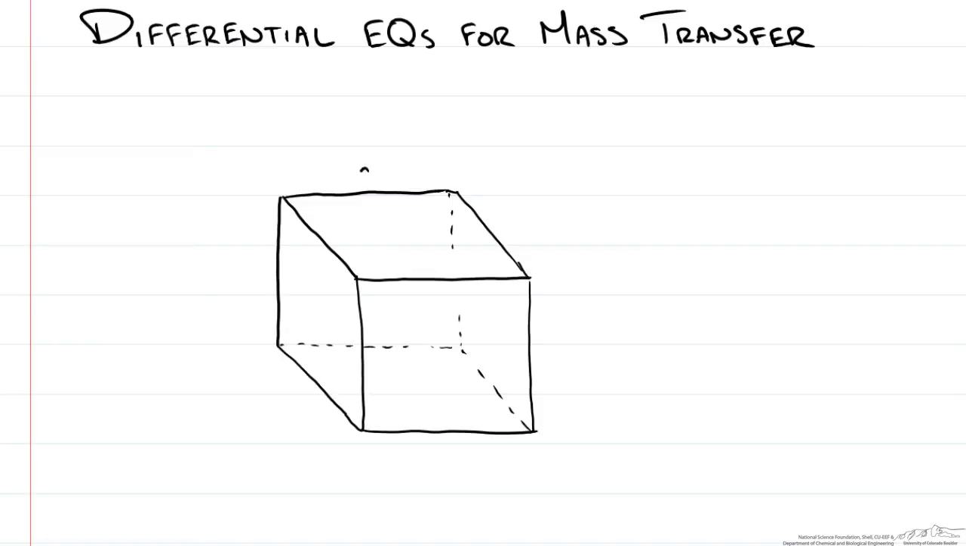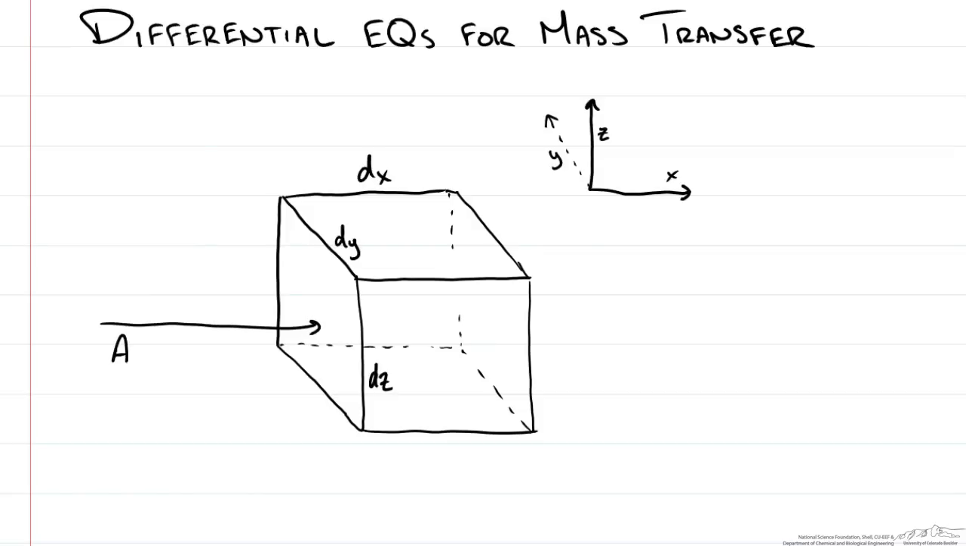So let's start with a control volume. And we're going to say it has sides dx, dy, and dz. So some differential length in those three coordinates. So through this control volume, we have some mixture that contains A and let's say some other species. And it flows through this control volume.